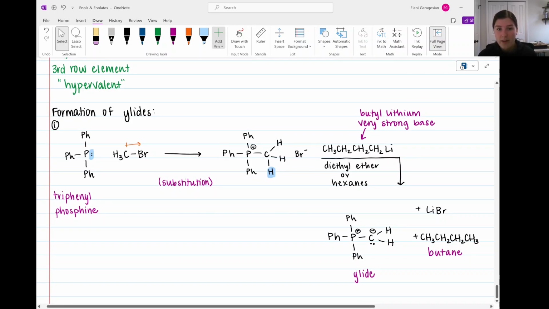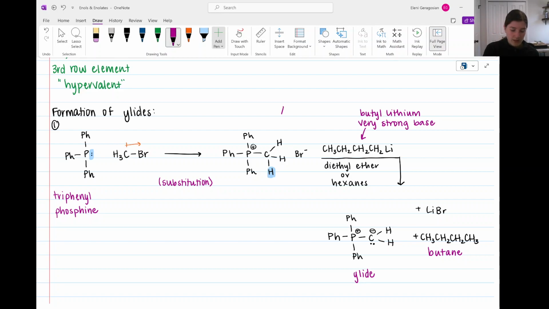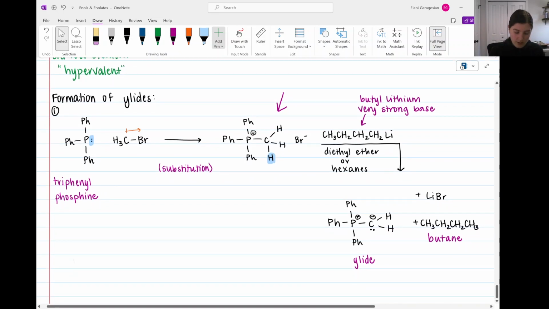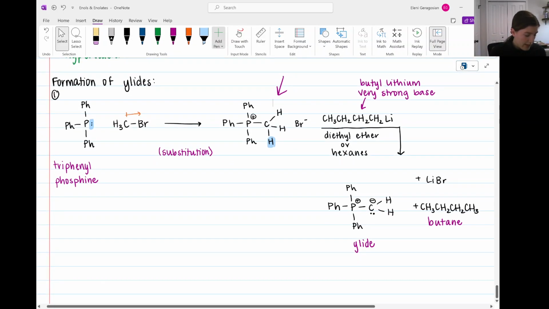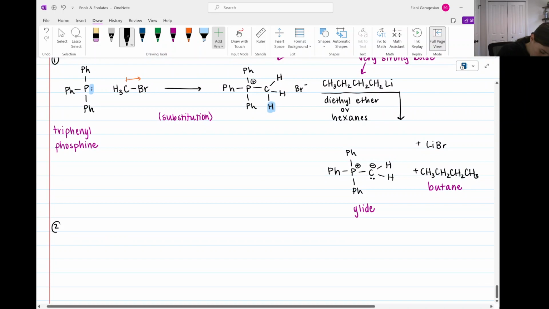Okay, so that's one way to form an ylide. We start with triphenylphosphine, add an alkyl halide with a good leaving group, so bromine or chlorine. That forms this compound here. We need to remove a hydrogen from the carbon, so we use a strong base, butyllithium. It's not a very acidic hydrogen, so that's why a very strong base is needed when you form the ylide. Another way, the second way that we'll discuss to form an ylide, is through using an alpha haloester.